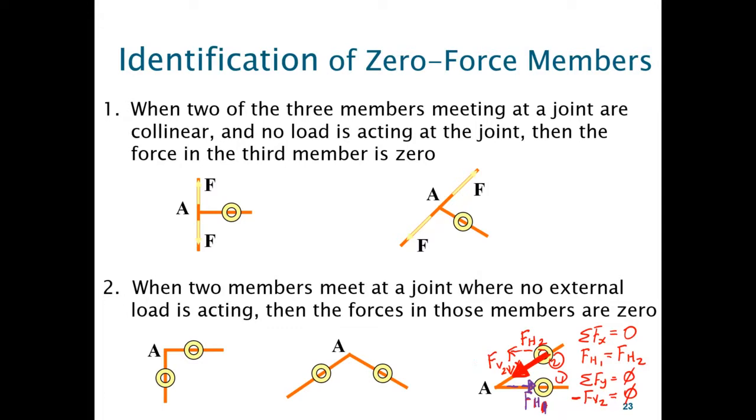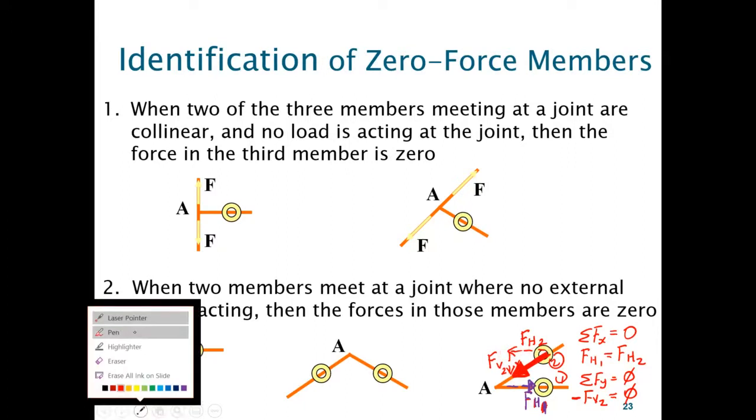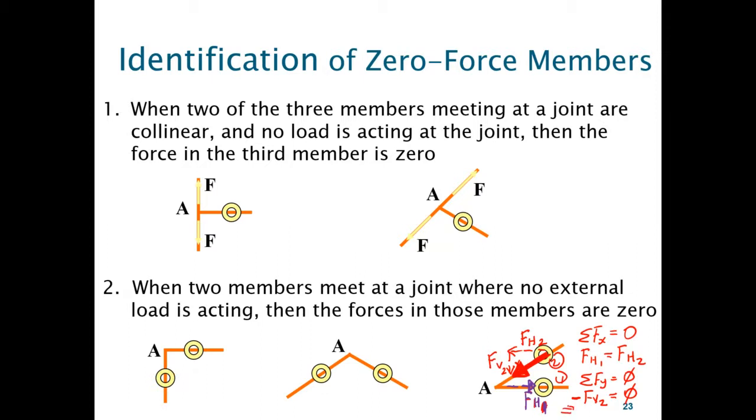And then if F_V2 is equal to zero, so that component is equal to zero, then the other component has to be equal to zero as well, because you can see the vector is going at an angle, so it has to be made up of a horizontal and a vertical component. If the vertical component is zero, then the horizontal component is equal to zero. Therefore, F_H2 also has to equal zero. Okay, so everything is equal to zero in that case because it's a vector.